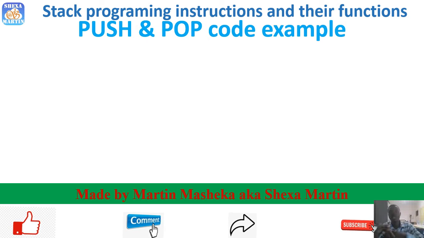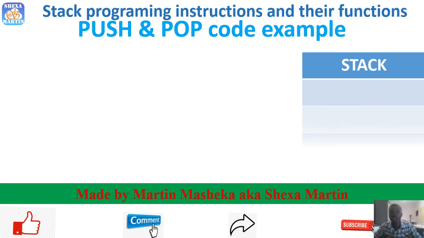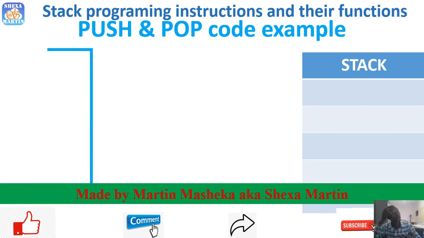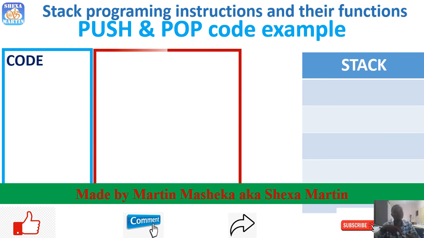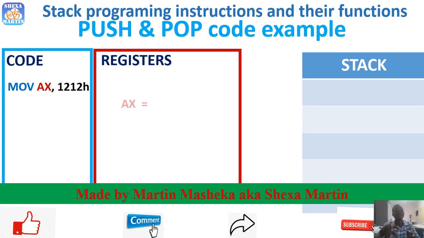Let's say we have our stack, and we have values in AX and values in BX. What we want to do is exchange the values: the value in BX we want to put into AX, and the value in AX we want to put into BX. So we start by giving a value to AX. We say, for example, move AX 1212, meaning 1212 is moved into AX, and then the value in AX shall be 1212.